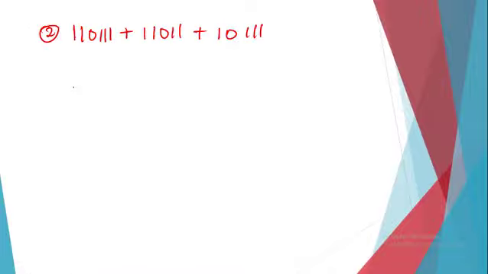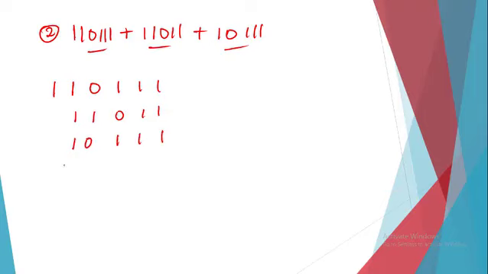Okay, example number 2, we have 110111 plus 11011 plus 10111. Let us start. We have 110111. Then for this we have 11011. This we have 10111. And then we are adding. 1 plus 1 plus 1 is 3. And 3 is equal to 11. So we write 1 and carry 1.